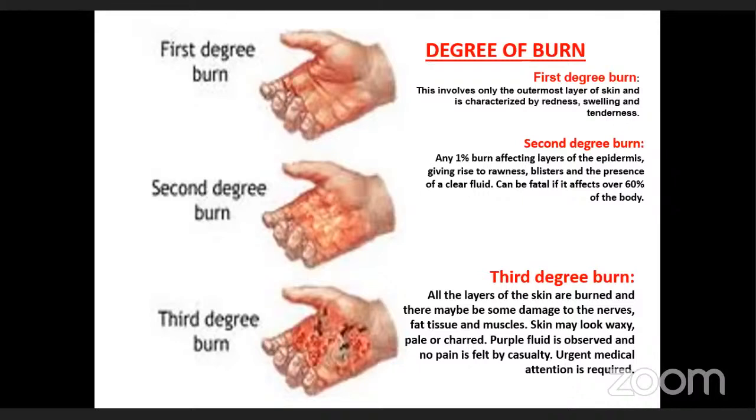Any 1% burn affecting layers of the epidermis, giving rise to rawness, blisters, and the presence of a clear fluid, can be fatal if it affects over 60% of the body. So this one has to do with peeling of the upper layers of the skin. Okay, that is second degree burn.